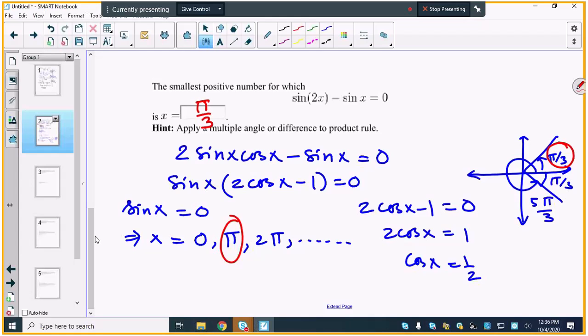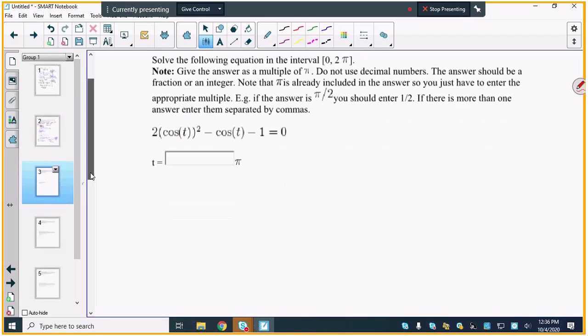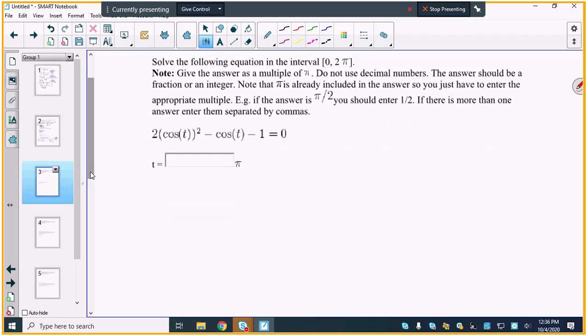Alrighty, so we'll carry on to the next page, and this one is asking to write all the solutions between 0 and 2 pi. It says keep the answer in multiples of pi, so you don't have to write down pi every time, just the coefficients. Do not use decimal numbers. The answer should be a fraction or an integer. Note that pi is already included in the answer, so you just have to enter the appropriate multiple. For example, if you have pi over 2, you just enter 1/2. If there is more than one answer, use a comma to separate them.